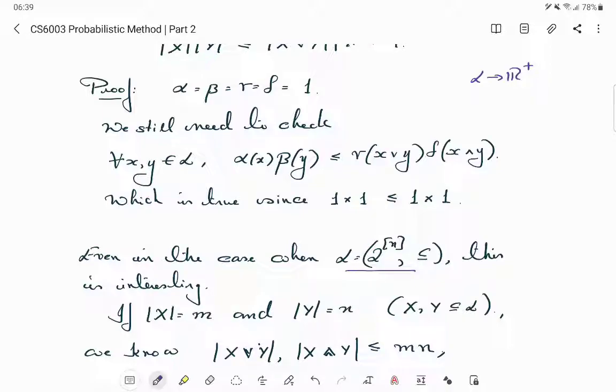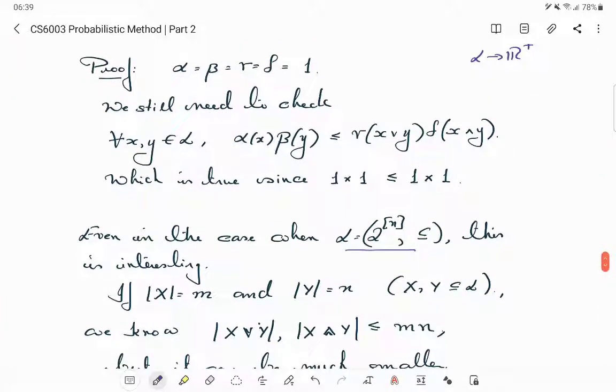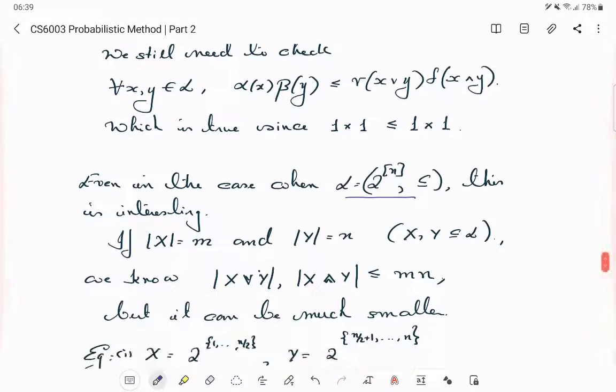We only knew that both the pairwise intersection as well as the pairwise union had at most Mn elements, but it could be smaller. There could be a lot of collapse because some x1 union y1 may be equal to some x2 union y2, in which case they do not give you two different sets in the pairwise union, but they collapse into one. So yeah, it's much smaller.